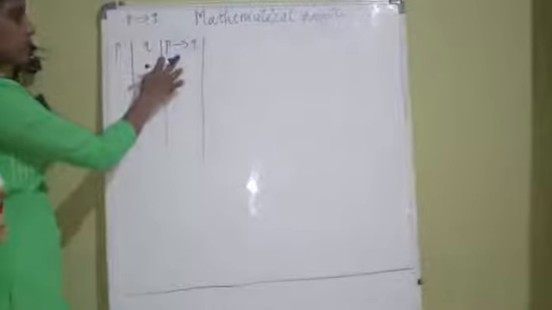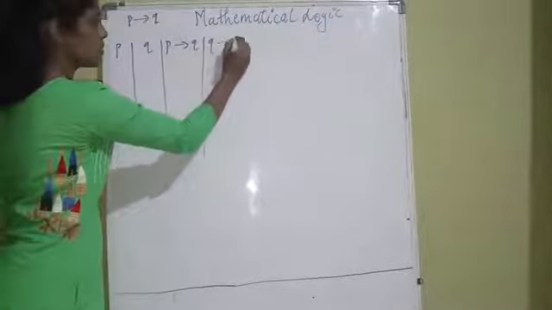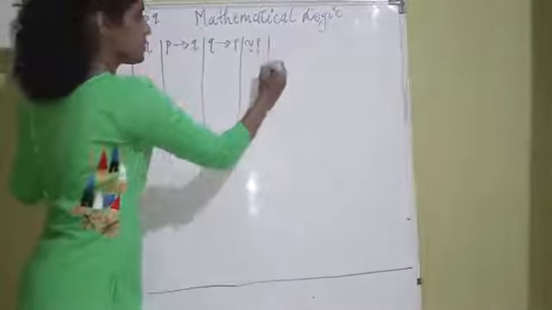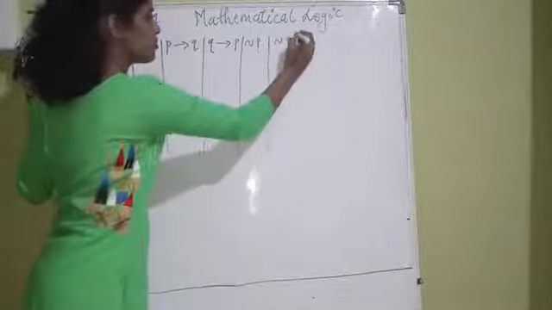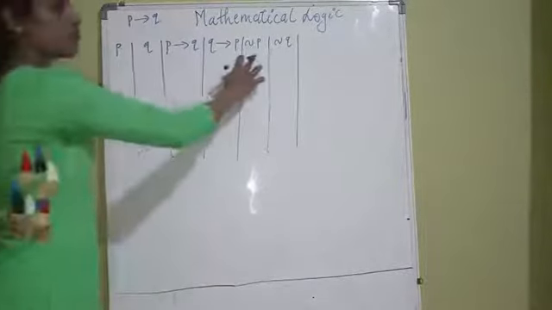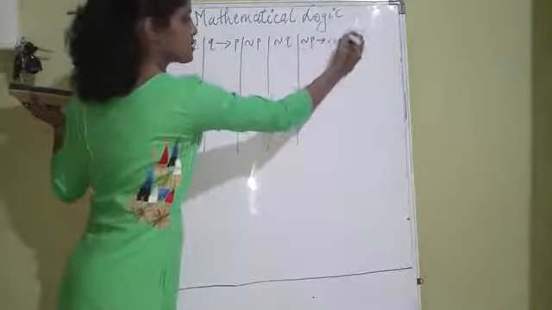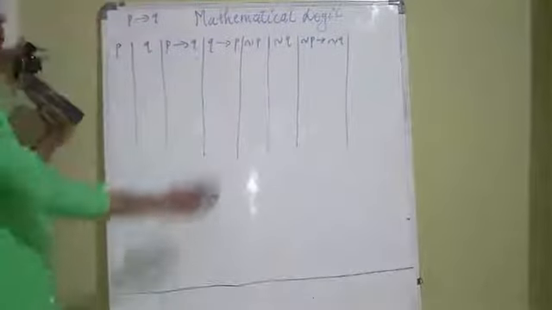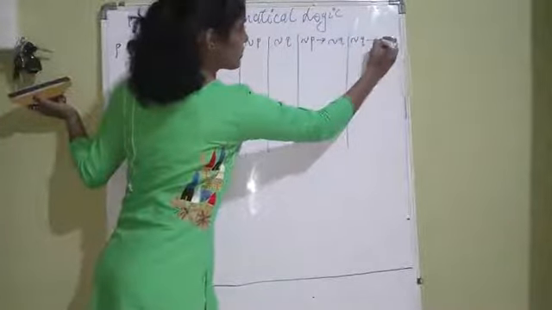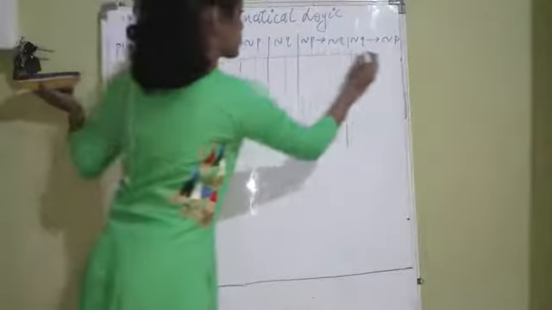Again the converse of this conditional statement is Q implies P. Q implies P. Next we need the negation of P, negation of Q. So the inverse of this conditional statement is negation of P implies negation of Q. And the contrapositive of this conditional statement is negation of Q implies negation of P.